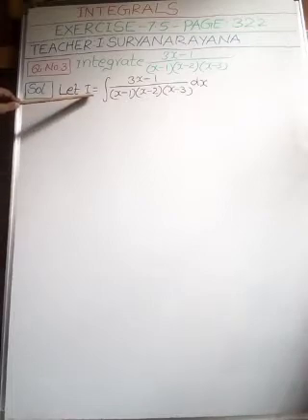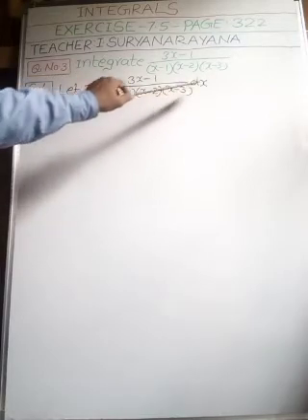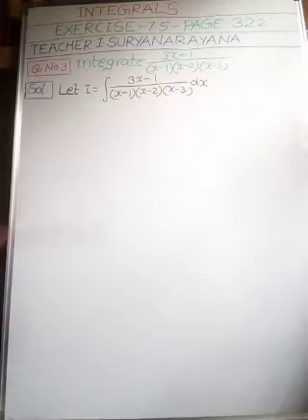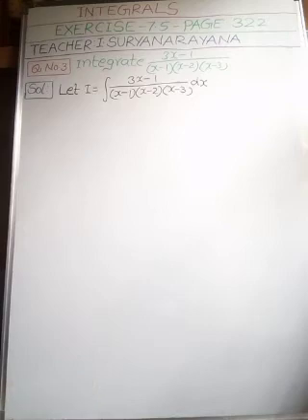Let us assume that capital I is equal to integral 3x minus 1 by x minus 1 into x minus 2 into x minus 3 dx. Okay, my children? If you observe the integrand, it is a rational function. What is the first step? First and foremost step is verifying whether it is a proper rational function or not. Integration by partial fraction method is applicable only for proper rational functions. Okay, my children, keep this point in your mind.